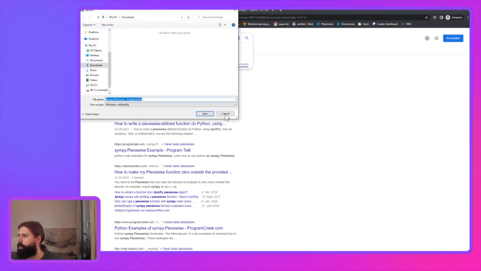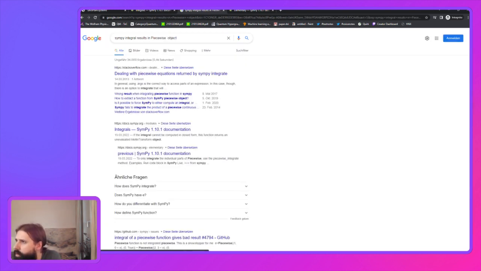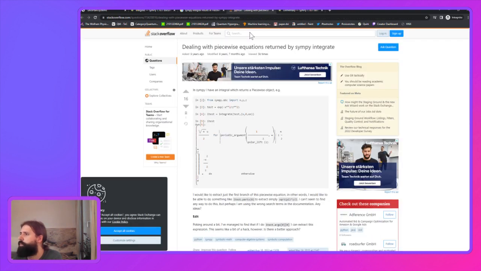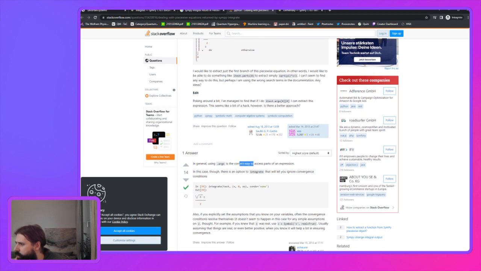Integral results in piecewise object. Oh, there you go. So in Sympy I have an integral which returns a piecewise object. Integrate. I would like to extract just the first branch of this piecewise equation. In other words, I would like to be able to do something like part 0. In general, args is the correct way to access parts of an expression.